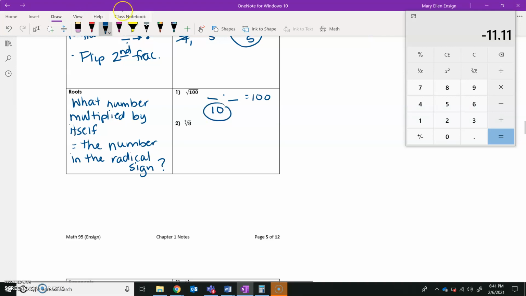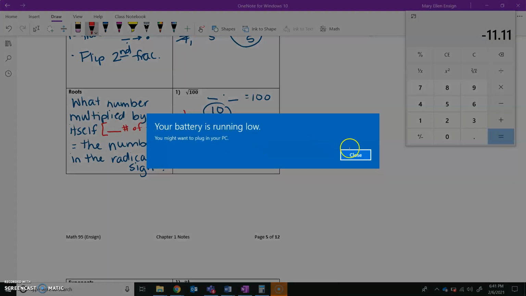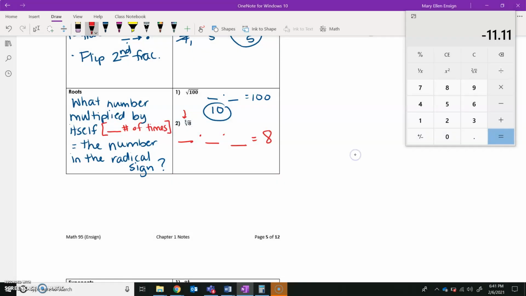Now, I left this little space here because if we have a larger root, this is called a cube root. It has this little 3 right here in the crook of the radical sign. That really is saying what number multiplied by itself 3 times equals the number here. So I want to know what number times itself 3 times equals 8. So it's not something times 3 equals 8. Oops. It's a number multiplied by itself 3 times equals 8.